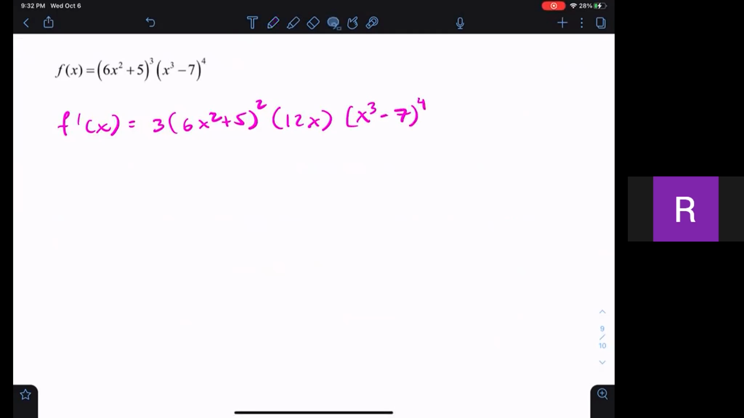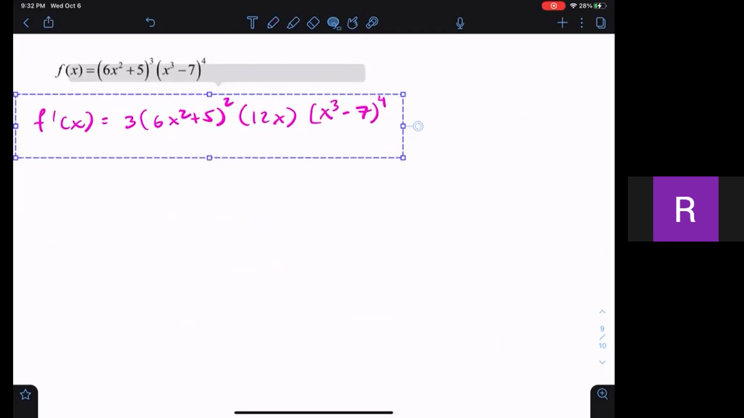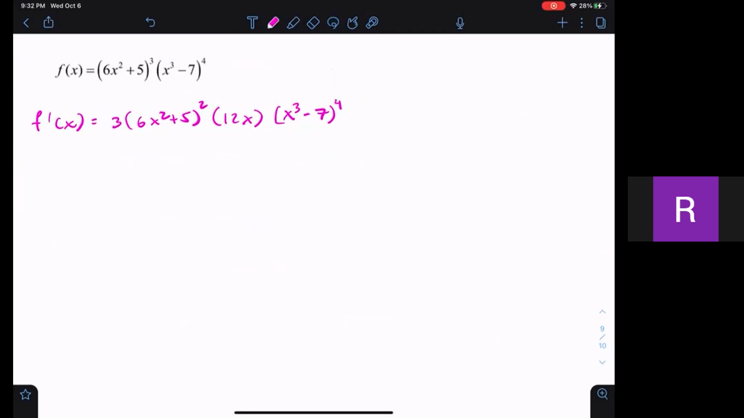Okay, let me make it smaller a little bit so everything can fit. And then plus, then this one stays fixed. And then the derivative of the second term. So this is 4x cubed minus 7. And then the derivative of x cubed minus 7 is just 3x squared, right? So now it's about factoring and combining like terms and this kind of stuff, right?